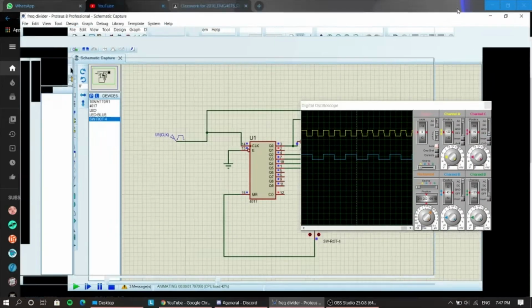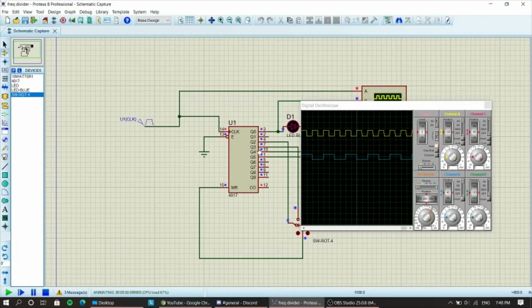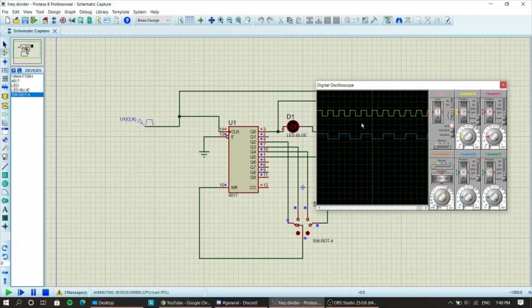This is for Q2. When the output is connected to Q2, the frequency is divided by 2. So we can see the output is divided by 2 from input. Next is 4, and then now is 3, then is 4, and lastly is 5. So we can check that the output is divided by 5.